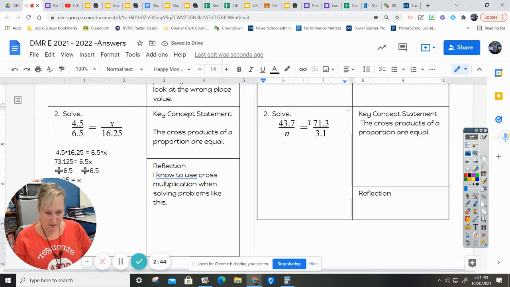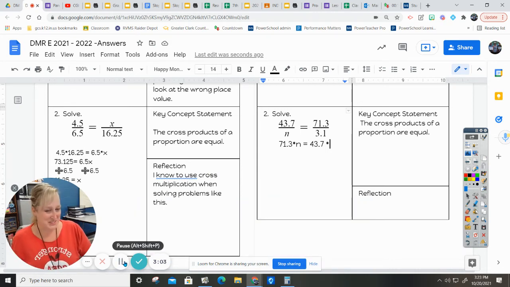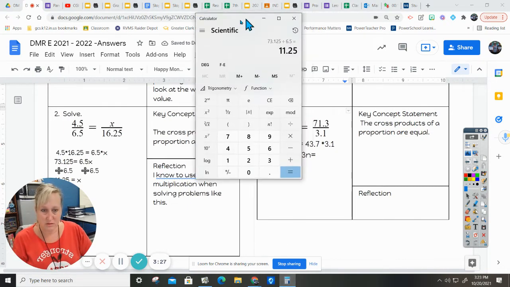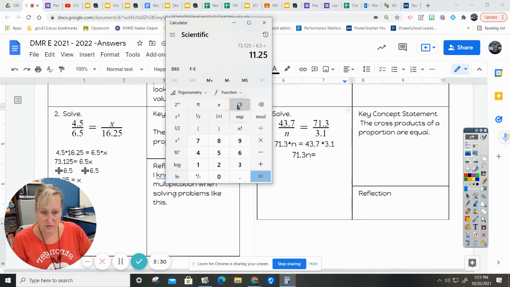So to cross multiply, I'm going to go across the n and the 71 and 3/10 times n equals 43.7 times the 3 and 1/10. Oh, it's not there. 3.1. So the 71 and 3/10 will be multiplied by n, and that will equal whatever 43.7 and 3 and 1/10 is. So let's push clear.